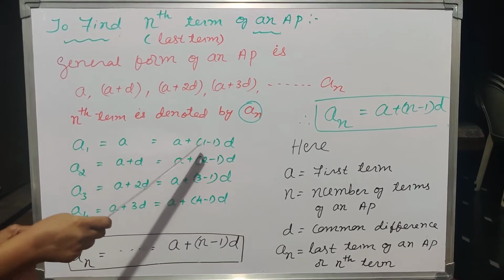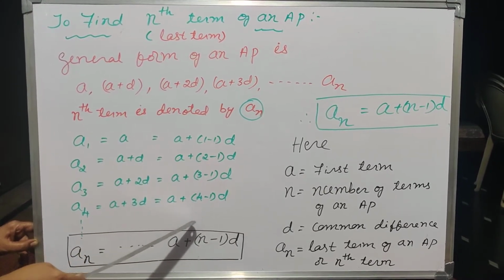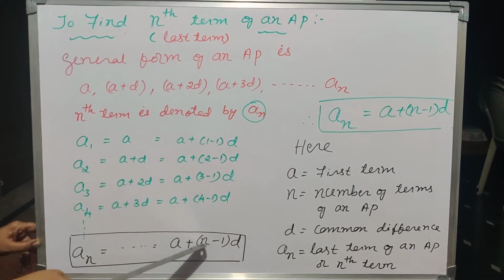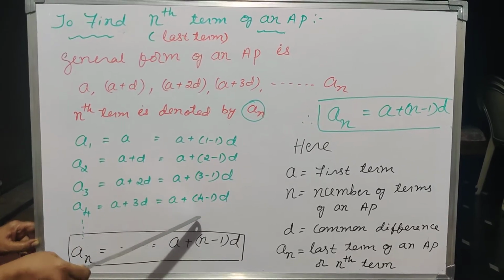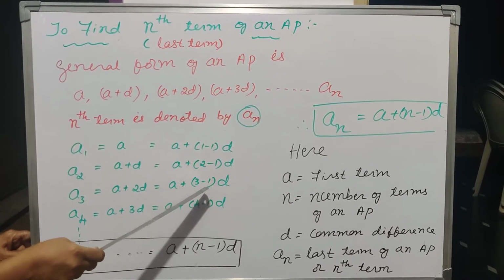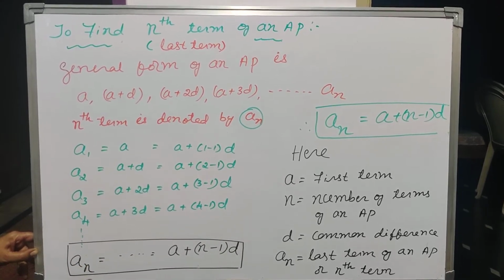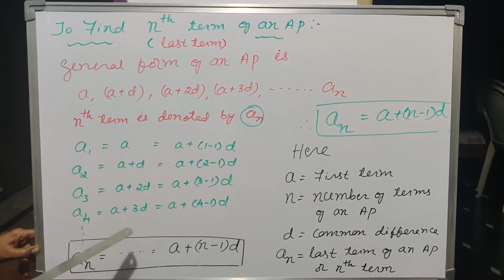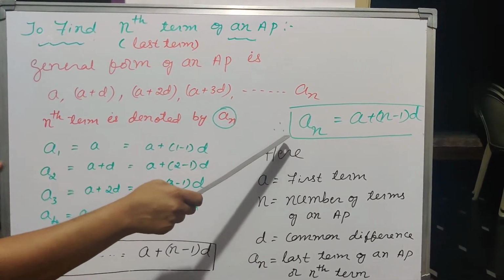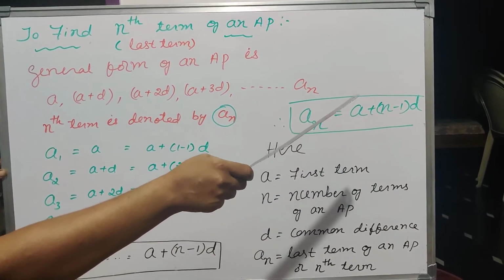See here, 1 minus 1, 2 minus 1, 3 minus 1. Here 1, 2, 3, 4 are natural numbers. Therefore, natural numbers denoted by n, I taken, that is equal to n. 1, 2, 3, 4, etc., n. Then minus, minus, minus is there. 1, 1, 1, 1, common thing I written. Then D, D, D, D. Therefore, the nth term of the AP is A plus n minus 1 into D. I written once again here, AN is equal to A plus n minus 1 into D.